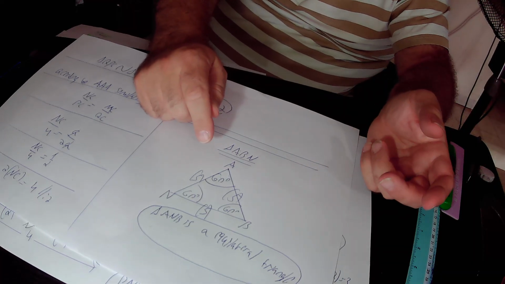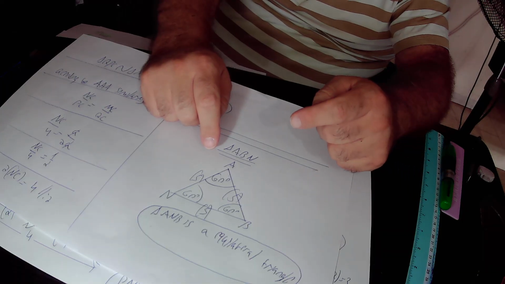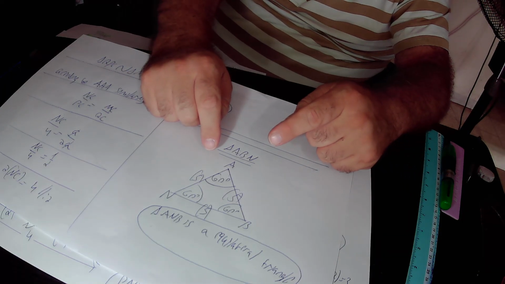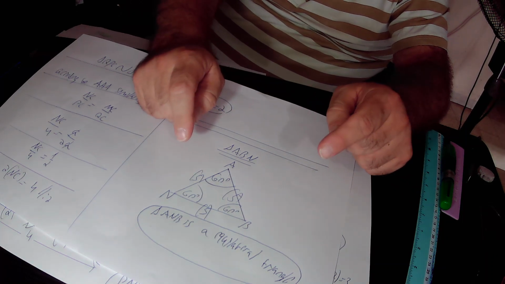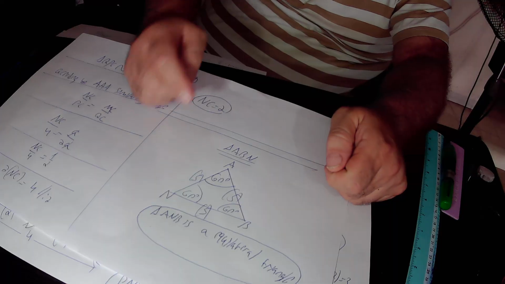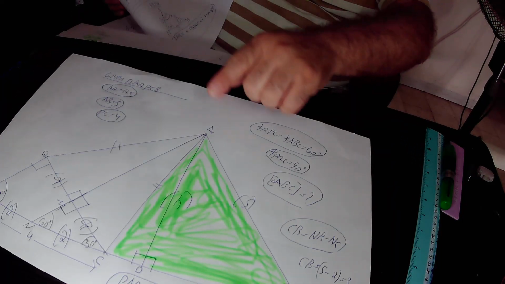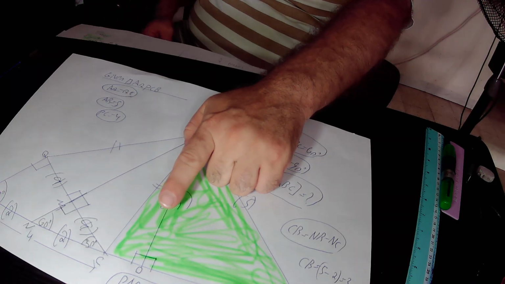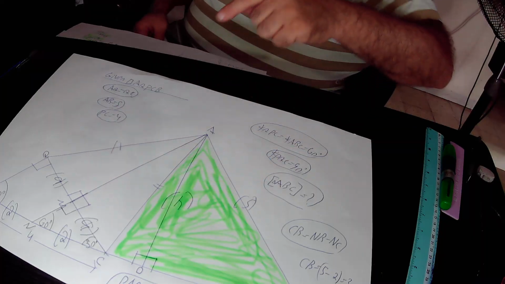So we found that triangle ANB is an equilateral triangle. All the sides of any equilateral triangle are equal to each other. AB equals 5, therefore AN equals NB equals 5. What is the length of the missing side CB? CB equals NB minus NC.